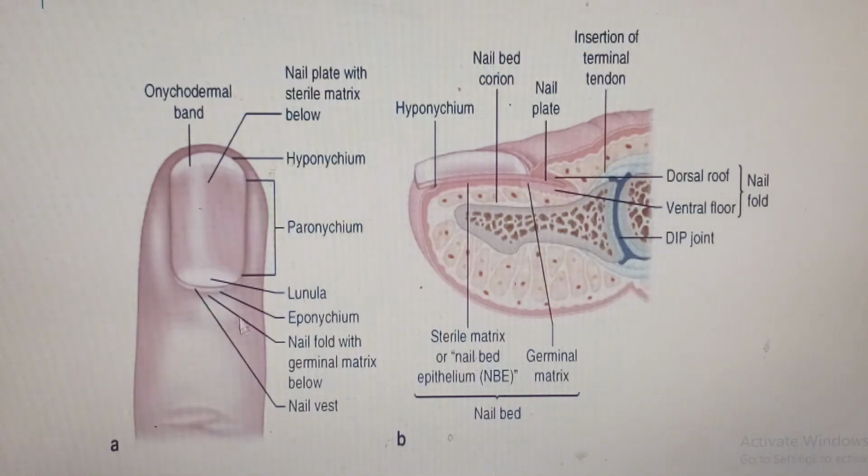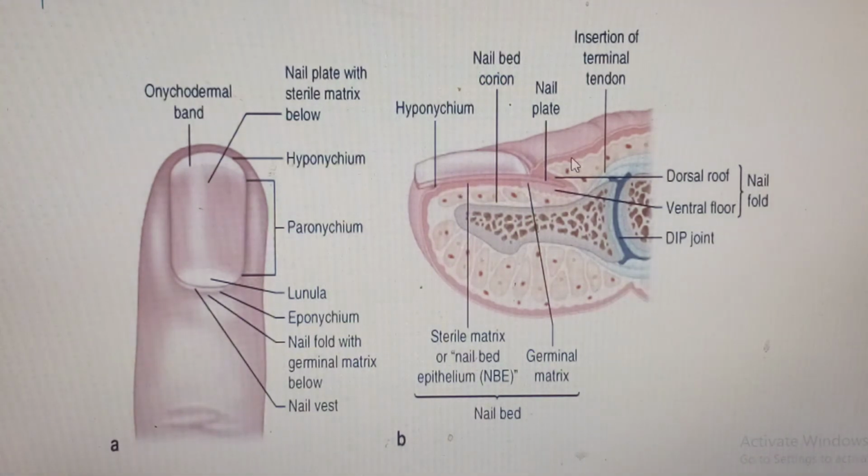So we have the nail vest. We have the proximal fold over there, which will have the germinal matrix, so that the nail can grow back after you cut it. Then we also have the eponychium around this area. Then we have the lunula. Then we have the body. We have, of course, the free edge over there, the hyponychium.